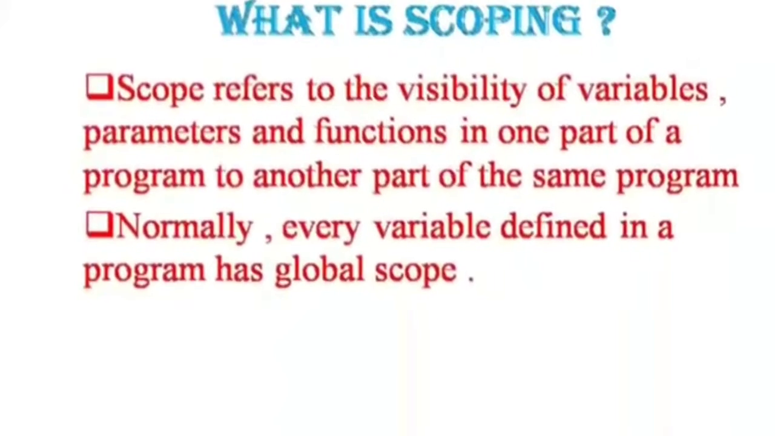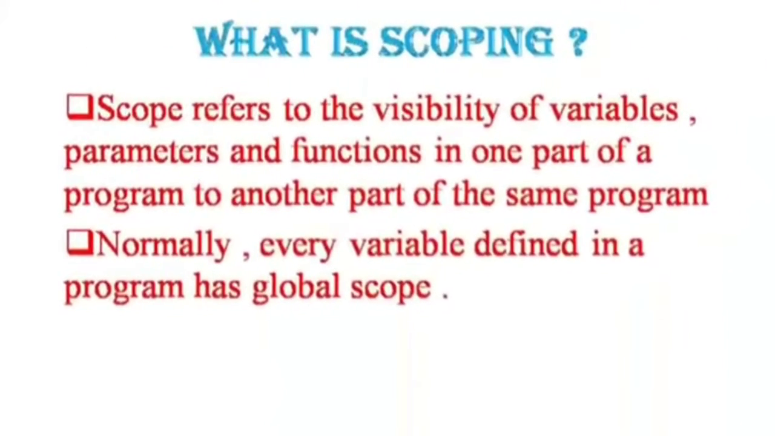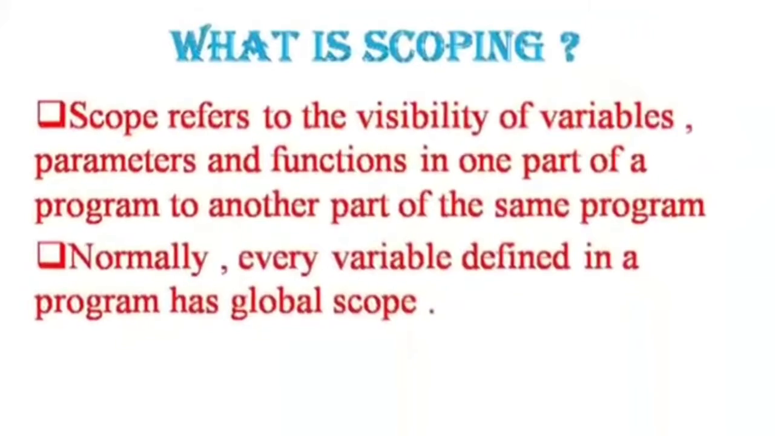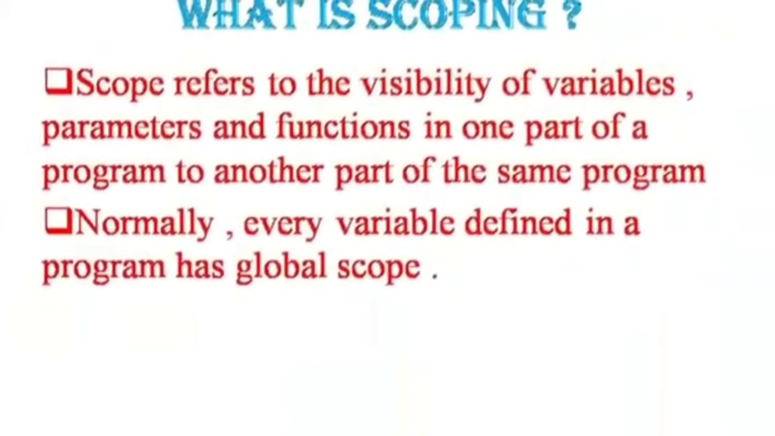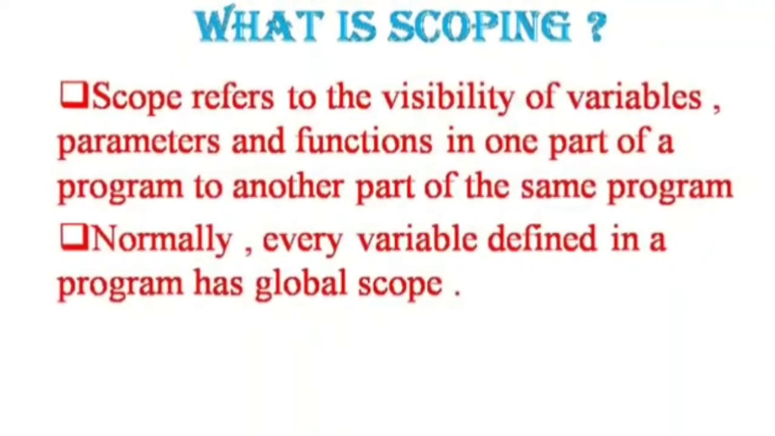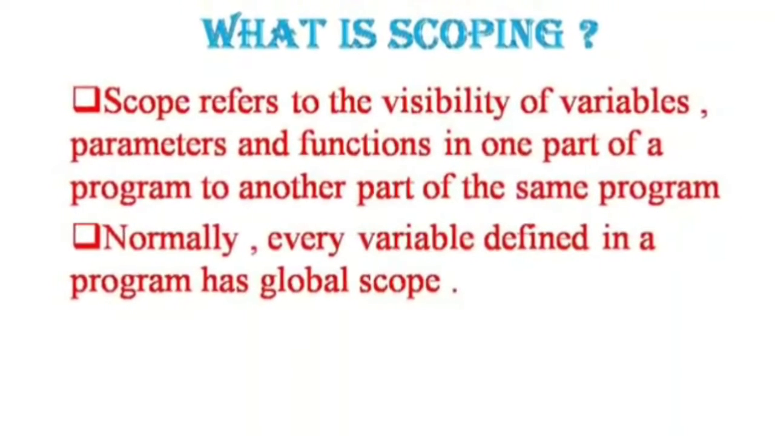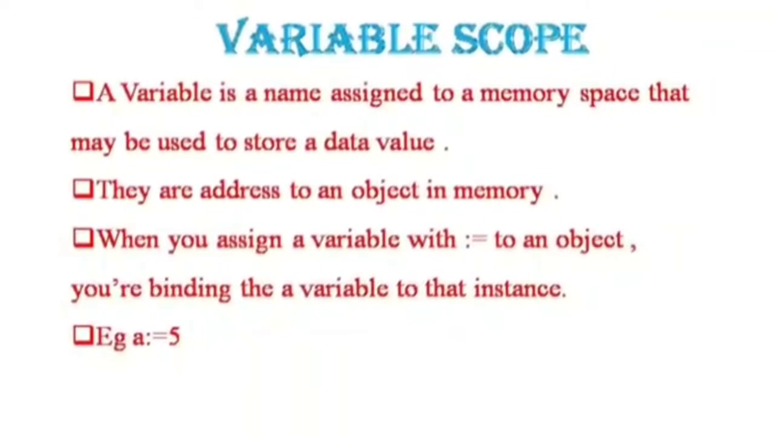Normally, every variable defined in the program has global scope. Once defined, every part of the program can access that variable. But it is a good practice to limit a variable scope. So scoping is the visibility of variables. Now we will see what is a variable scope.